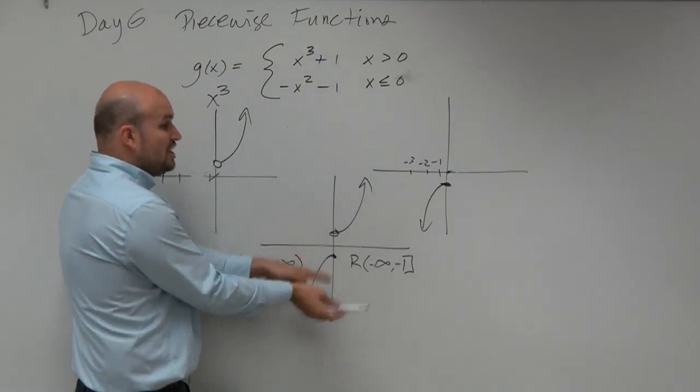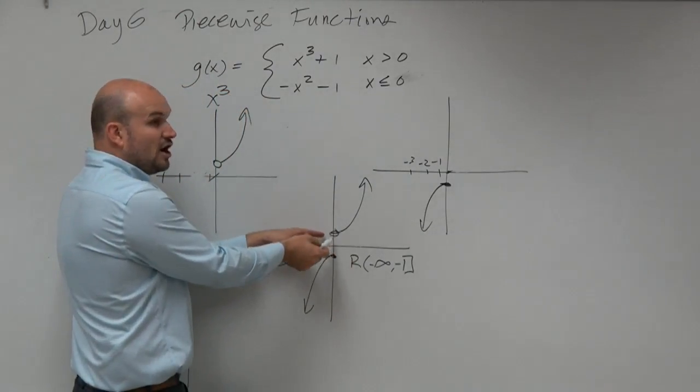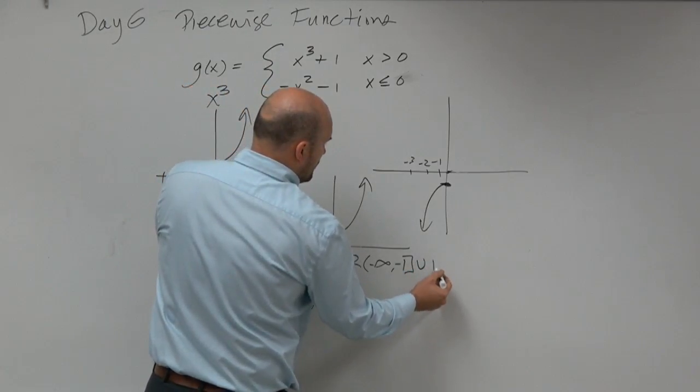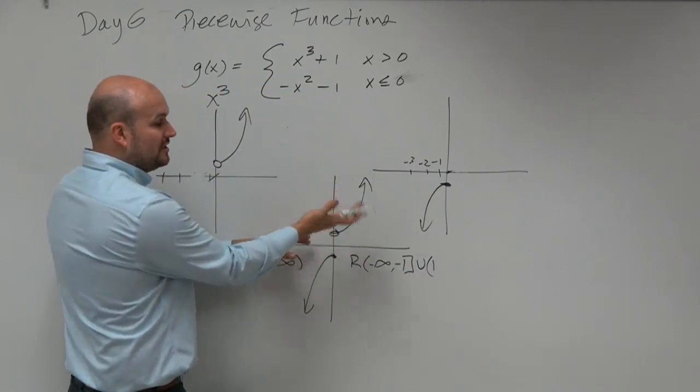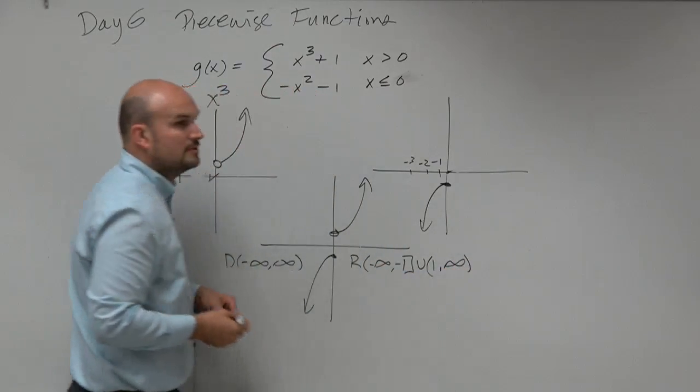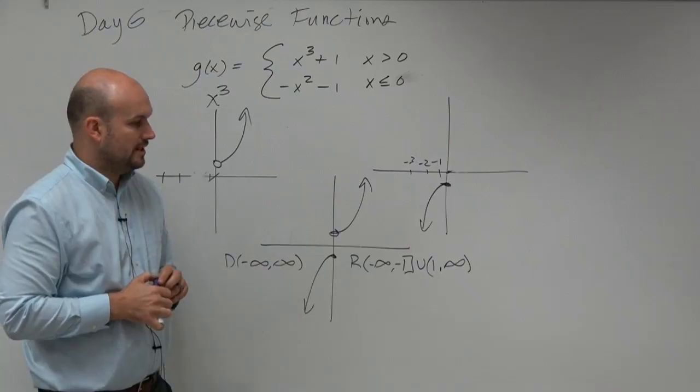And then we have to jump to the other function. And we start at 1, which is not included. So for 1, we're going to use a parenthesis. It's not included. And then we're going to continue all the way up into infinity. Okay?